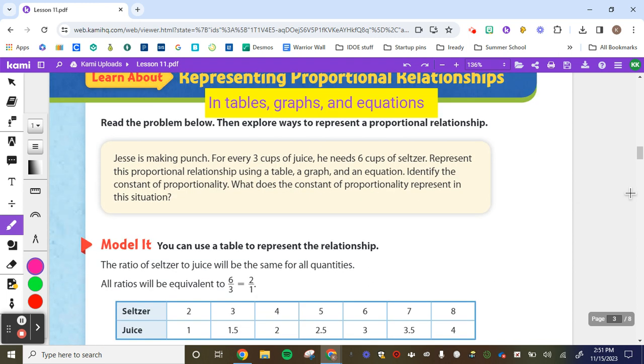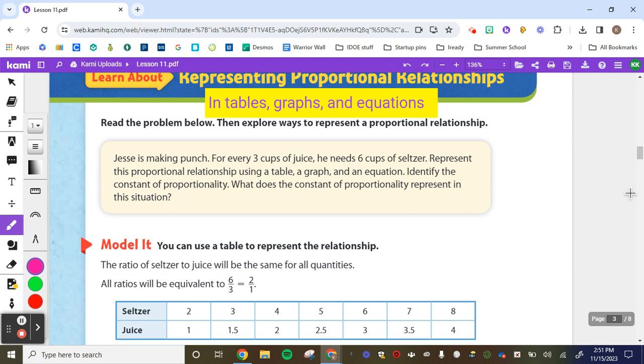Jesse is making punch. For every 3 cups of juice, he needs 6 cups of seltzer. Represent this proportional relationship using a table, a graph, and an equation. Identify the constant of proportionality. What does the constant of proportionality represent in this situation? That is a lot going on in one question.